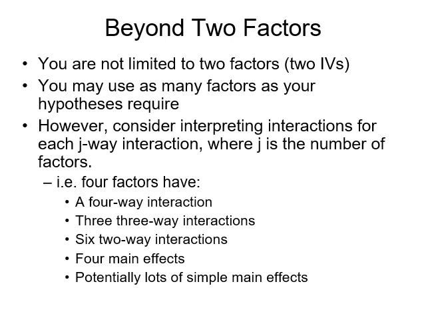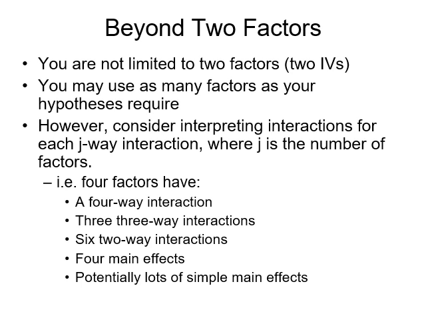So as I said, for this lecture, I've been focusing exclusively on the 2x2 factorial ANOVA, the simplest form of the factorial ANOVA. But I also mentioned you're not limited to 2 factors or 2 IVs. You can get as complex as you want. You may use as many factors as your hypotheses require. However, consider interpreting interactions for each J-way interaction. There is a J number of factors.